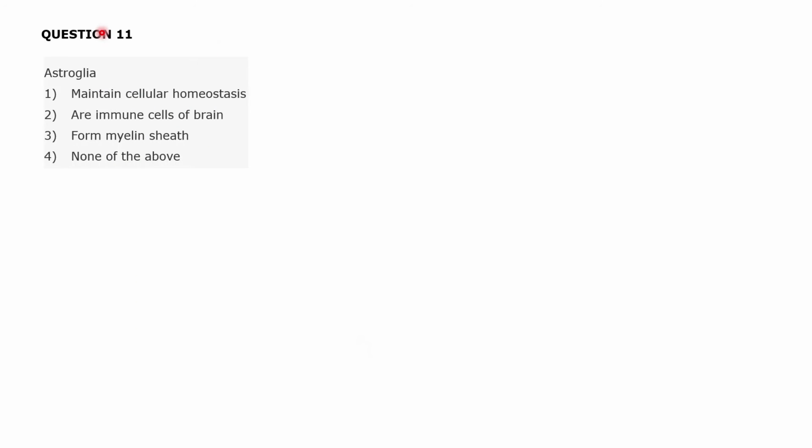Coming to the next question, question number 11. Astroglia is used to maintain cellular homeostasis, or immune cells of the brain, or form myelin sheath, or none of the above. Which might be the answer? Yeah, you are right. Option A, maintain cellular homeostasis, or cellular homeostasis regulation.